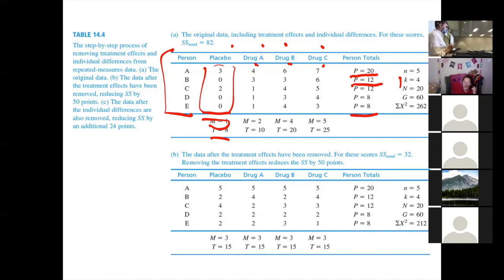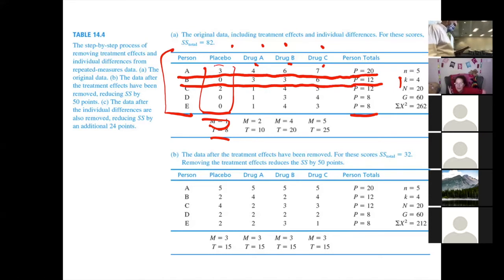Everybody with me so far? No, okay. Where did I lose you? The P's. Okay, so N is for all of the participants. If you think of it like the total for each person, like person A, because remember these are the same people being used in each drug. Remember it's repeated measures, so it's the same.